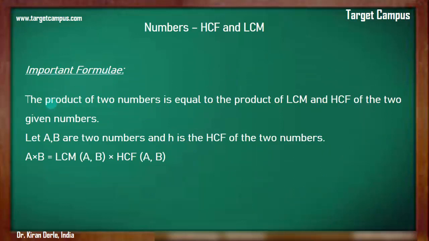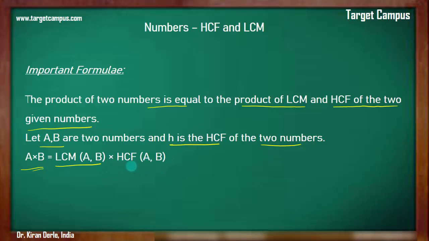Okay, so an important formula: the product of two numbers is equal to the product of their LCM and HCF. So what does this mean? Let A, B be two numbers, and H their HCF. So A into B is equal to LCM of A, B into HCF of A, B. This is a formula, right?